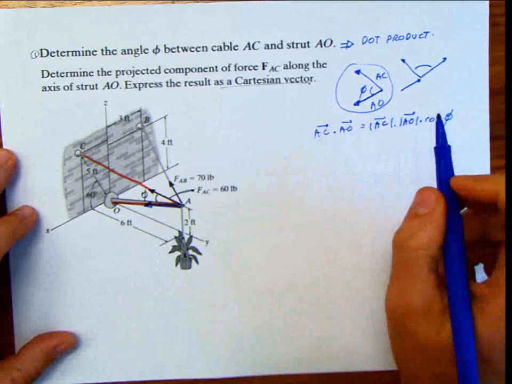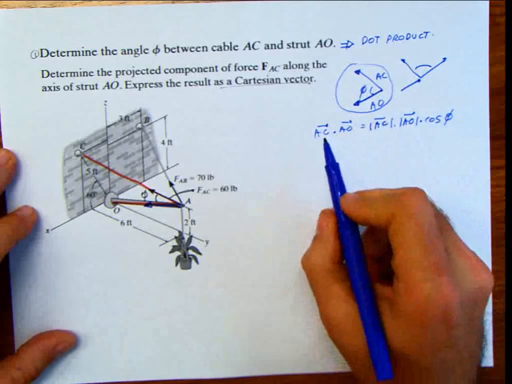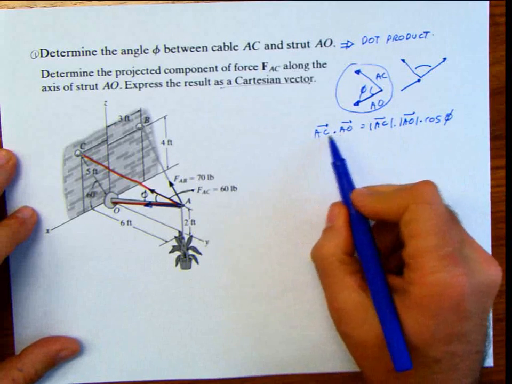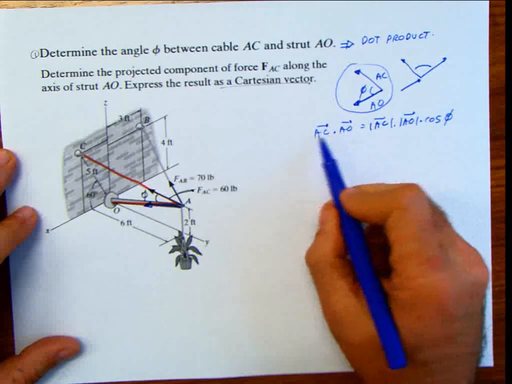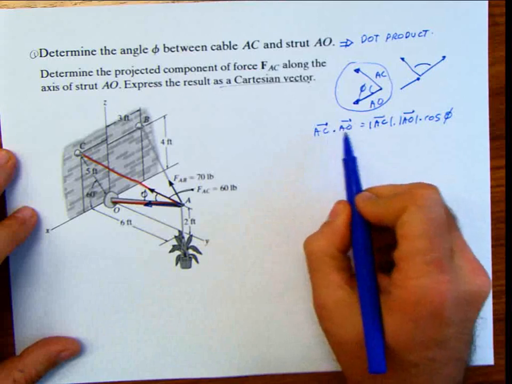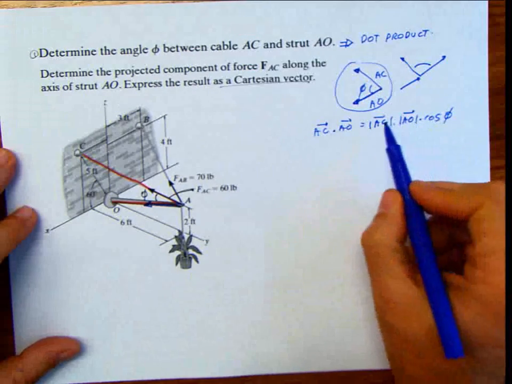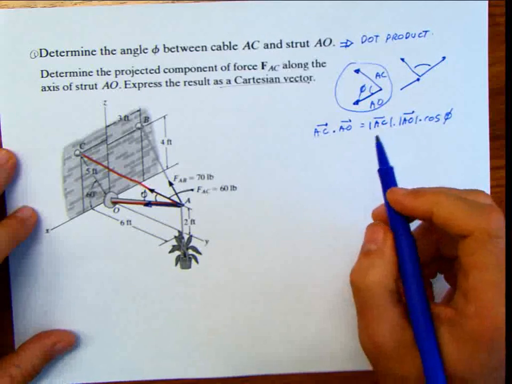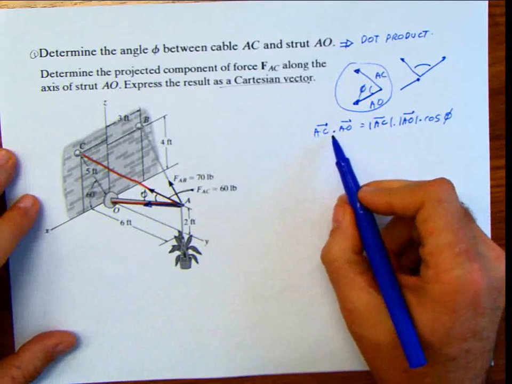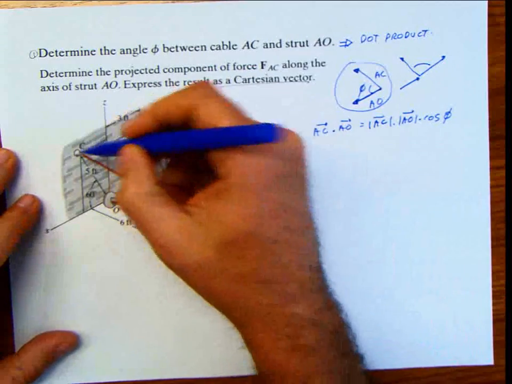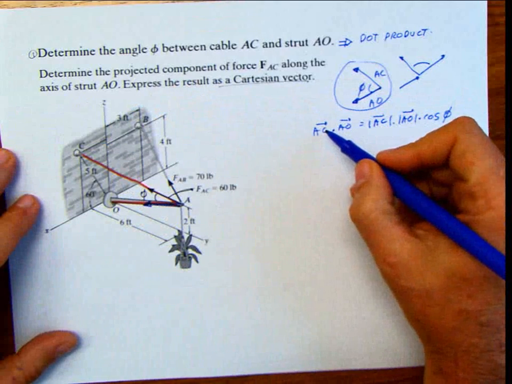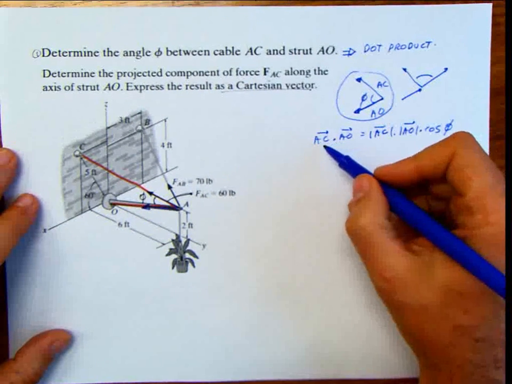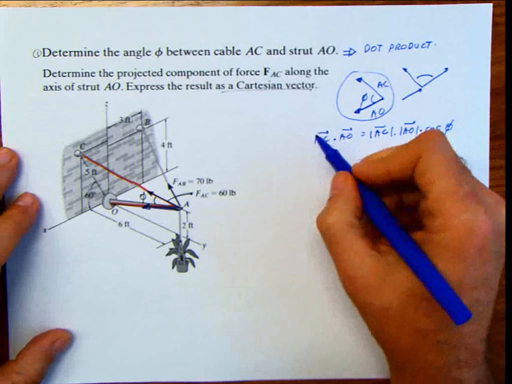In order to do the dot product, we need to express the vectors in Cartesian notation. So find the components i, j, k of each one of the vectors, and then we have to find the magnitude of each one of the vectors. Let's start with the vector AC. For the vector AC, I have to find the vector. And how do I find the vector for that particular force?